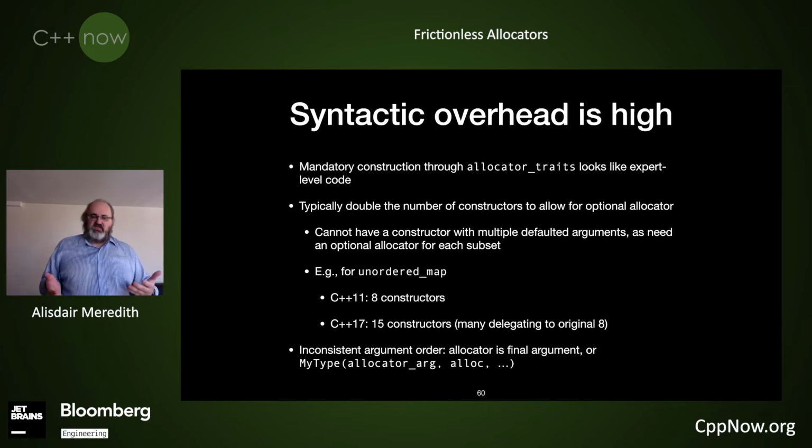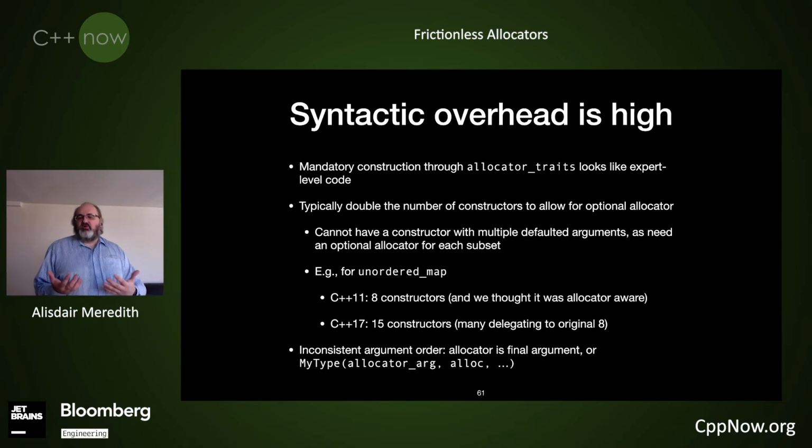So the end result is, in C++98, we just provide the default allocator argument as the final argument, and that hopefully avoided having to double up by providing them separately. But it turns out that doesn't work when you have multiple defaults. So for C++11, unordered_map had 8 constructors, which is fairly large because a lot of parts support allocators. In C++17, we fixed it for all the cases we were missing, and it now jumped up to 15 constructors, many delegating back to the original 8. But when we did them, we thought we correctly implemented an allocator aware type as it was. So even the standard can get caught out with the folks who know what they're doing here.